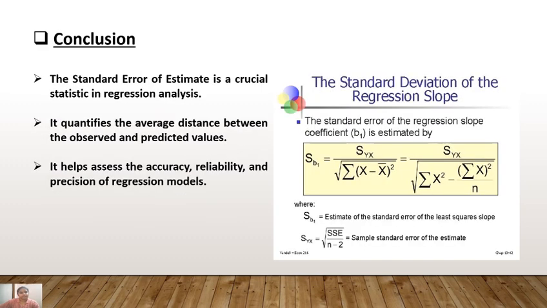So the conclusion of this topic is that the standard error of estimate is a crucial statistic in regression analysis. It quantifies the average distance between the observed and predicted values, and it helps in the assessment of accuracy, reliability, and precision in regression models.